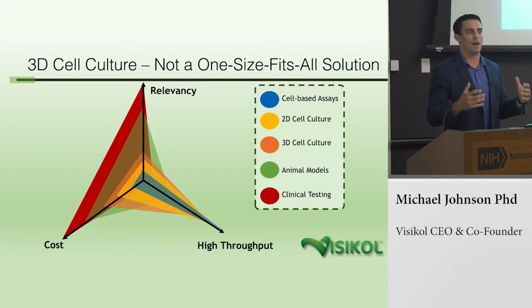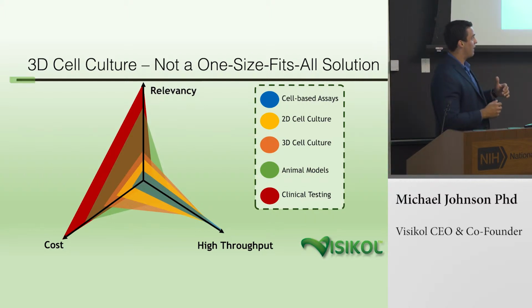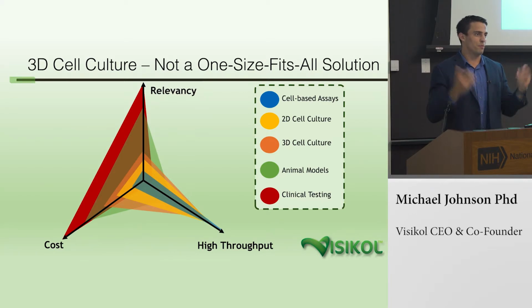2D is always going to have higher throughput. It's always going to have lower cost than 3D. So it really depends upon the application and the type of question you're trying to answer. But it's always a balance between these three parameters, so cost, throughput, and relevancy. As we approach animal models, we get into clinical testing, the relevancy goes up, of course, but along the way, the cost and the throughput are going down.